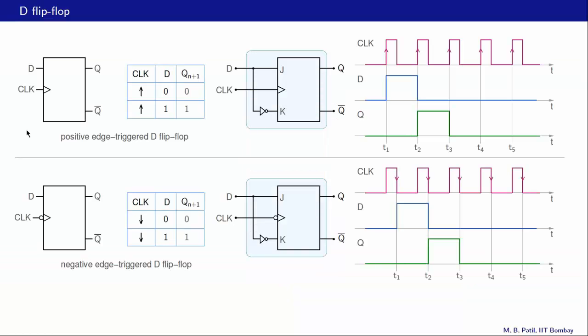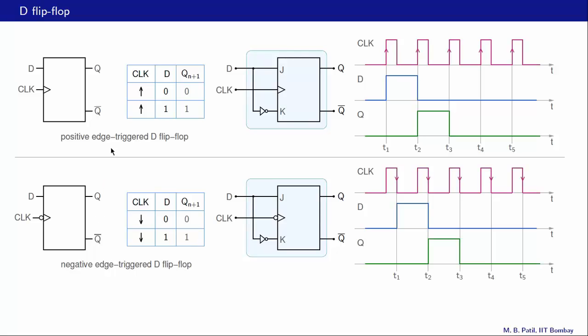Another useful flip-flop is the D flip-flop, and it can be a positive edge triggered flip-flop or a negative edge triggered flip-flop. It has two inputs, D and clock, and the convention for the clock is similar to what we have already seen. This triangle indicates that it's an edge triggered flip-flop, and this circle here indicates that it's a negative edge triggered flip-flop.